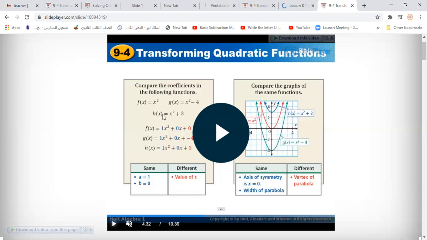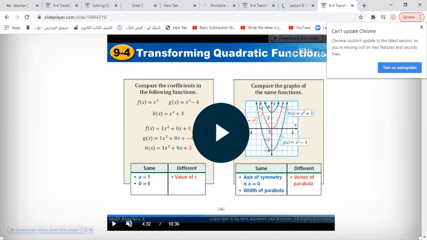But if we want to compare according to the graph, we will find that all three functions have the same axis of symmetry, which is x equal 0. So this is the first point. The second point, once we look at the position of the parabola, then you will discover that all of them have a parabola upward. So the widths of the parabolas are the same, but the vertices of the parabolas are different. We will find the parent function, which is x to the power of 2.